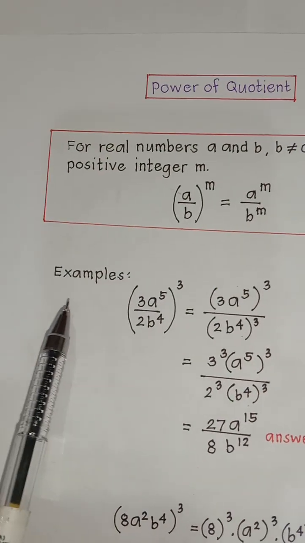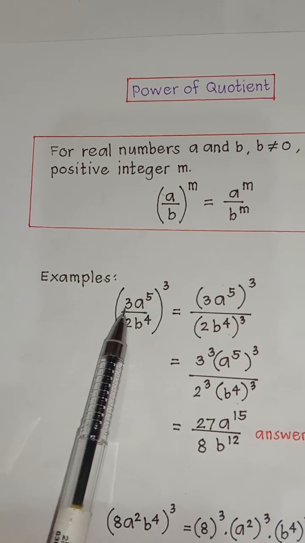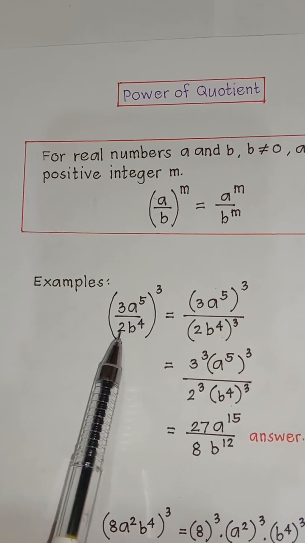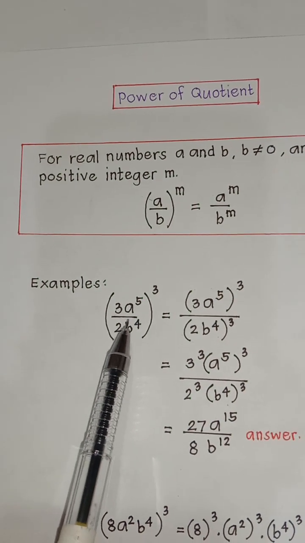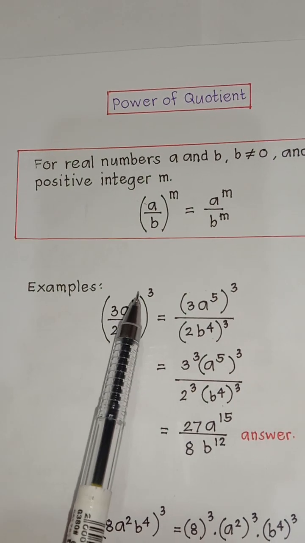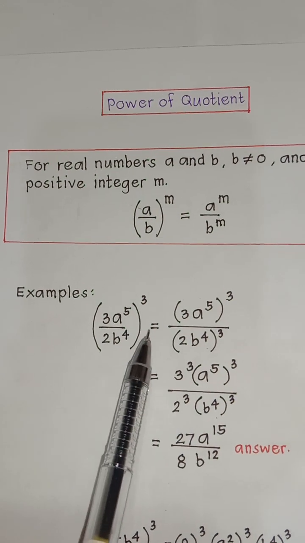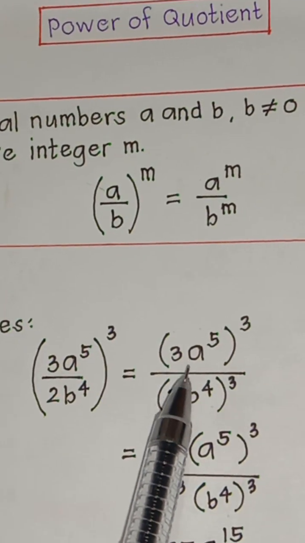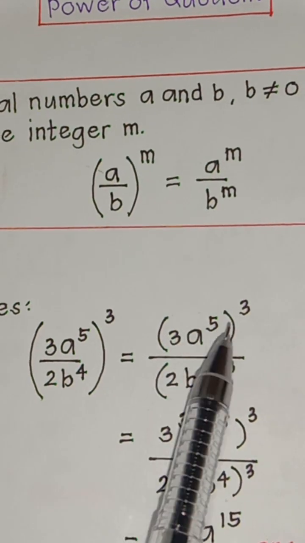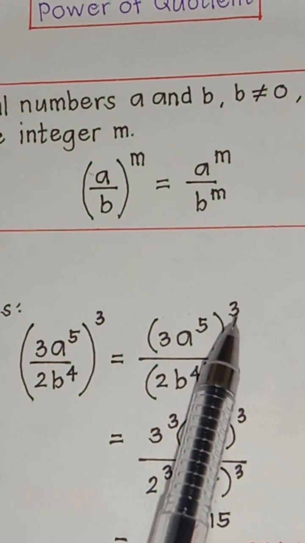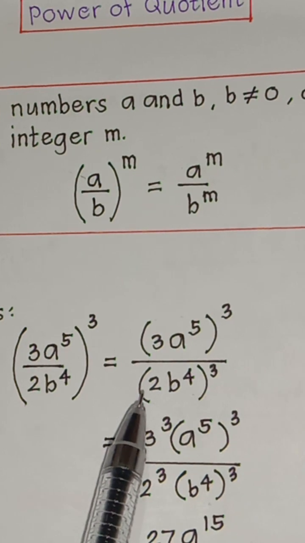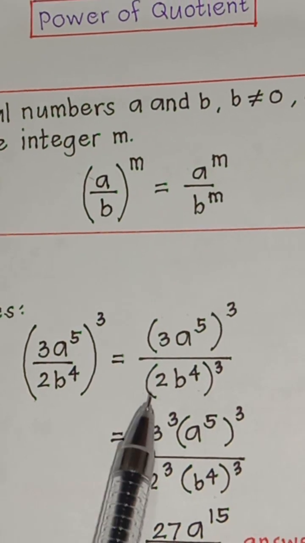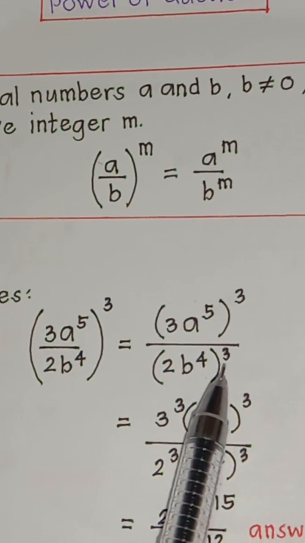So for example, here we have (the product of 3 and a raised to the power of 5, divided by the product of 2 and b raised to the power of 4), all raised to the power of 3, which is just equal to (the product of 3 and a raised to the power of 5) raised to the power of 3 over (the product of 2 and b raised to the power of 4) raised to the power of 3.